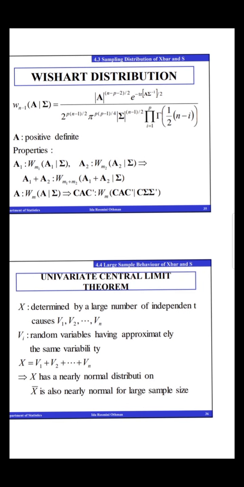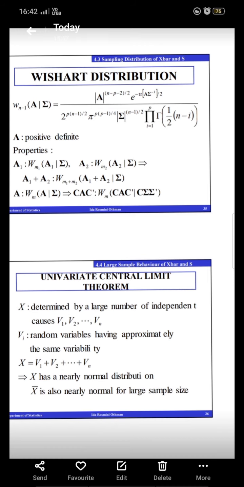Okay, if X adalah large number of independent causes V1, V2 until Vn, so means that X adalah summation of V. X adalah V1 plus V2 up to Vn. So we can say that X has a nearly normal distribution and X bar is also nearly normal for large sample size.